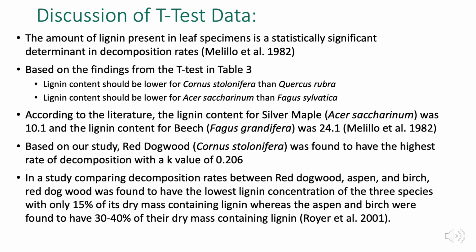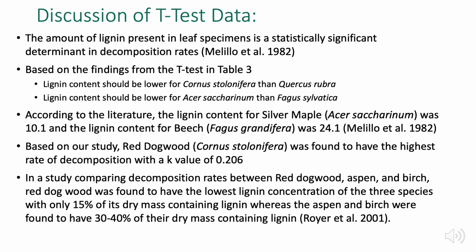According to the literature written by Melillo, the lignin content for silver maple, Acer saccharum, was 10.1, and the lignin content for beech, Fagus grandifolia, was 24.1. This is consistent with the findings in Figure 1, as European beech was slow to decompose with a K-value of 0.108, which suggests a higher lignin content, and silver maple was faster to decompose with a K-value of 0.1415, which suggests a lower lignin content.